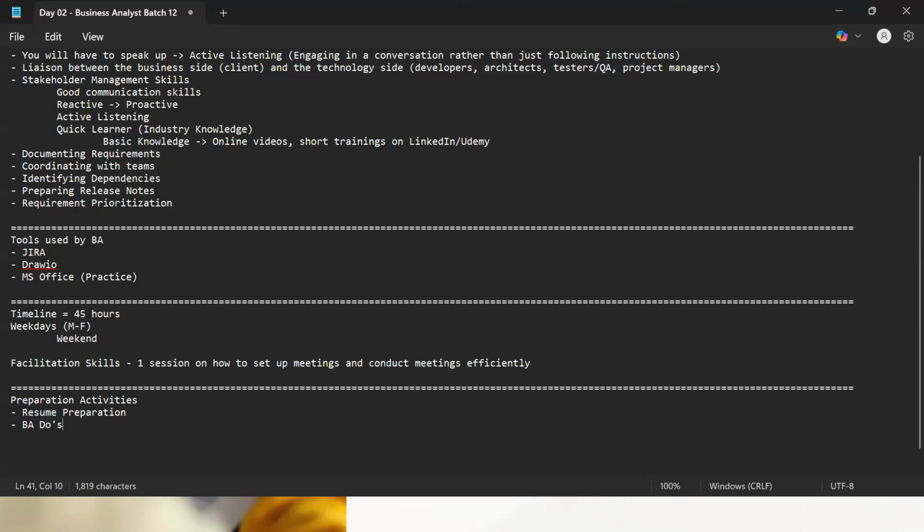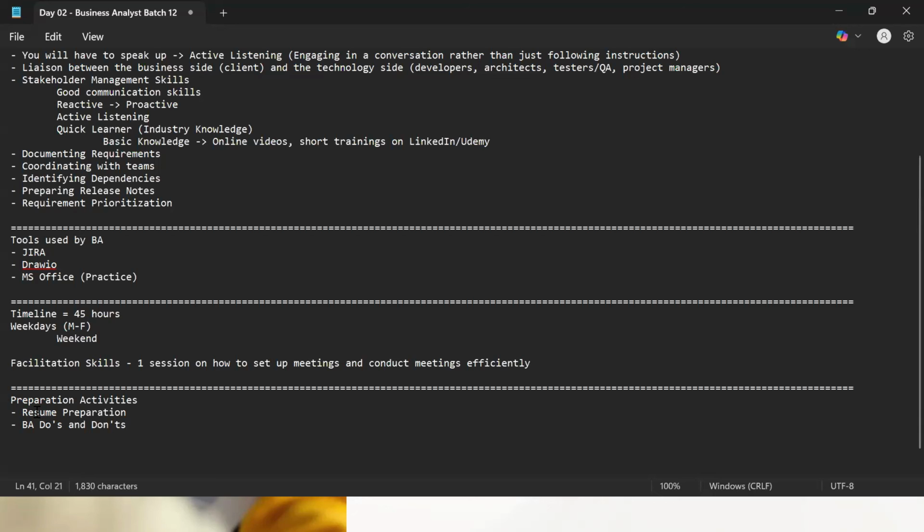Then we also will cover what are some of the activities that as a BA you should definitely engage yourself in, and what are some of the activities that you should restrain yourself from. Okay, so BA do's and don'ts.